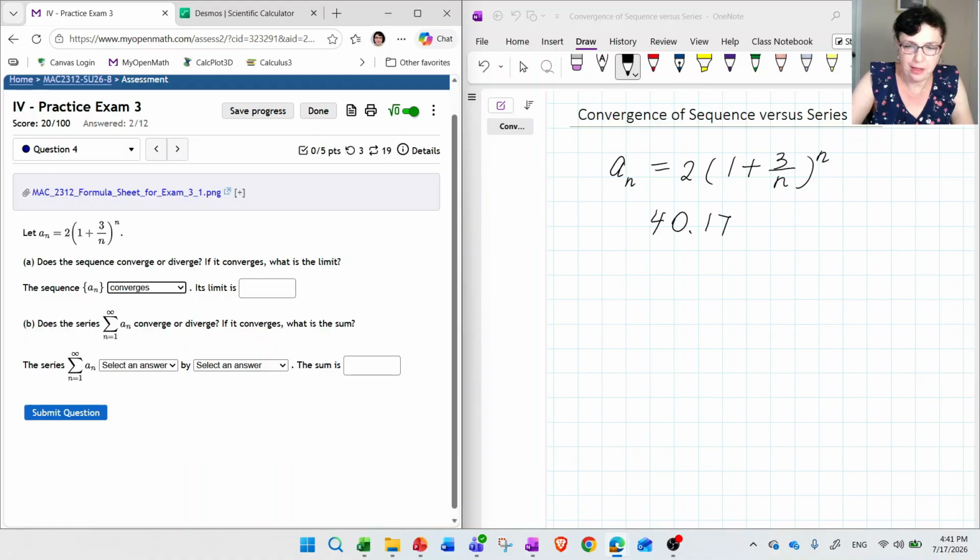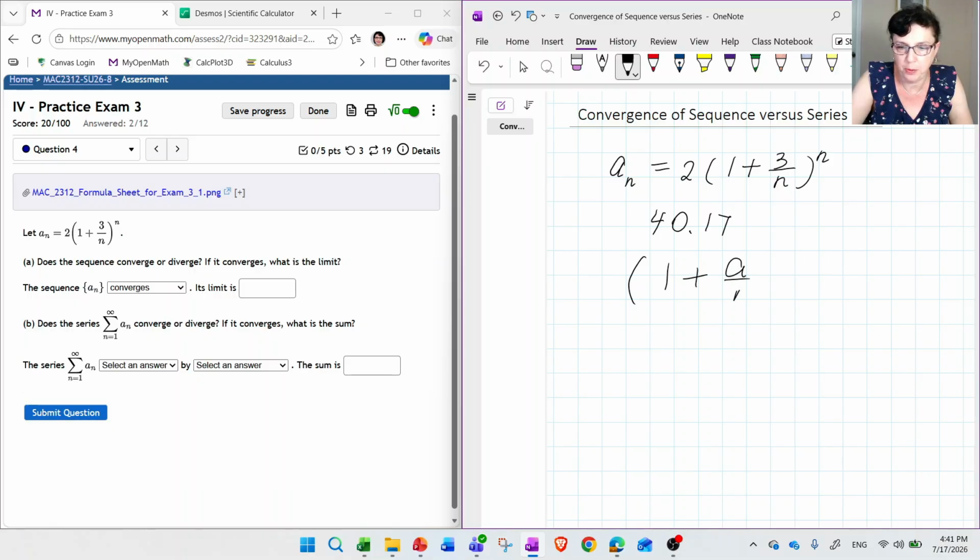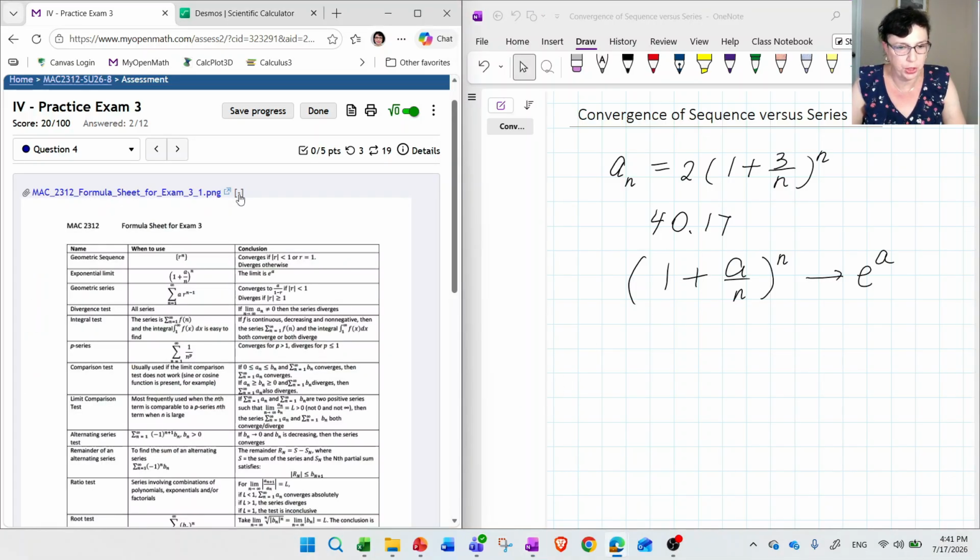There is a famous limit in calculus, and it is proven by using exponential and natural log. The limit looks like this: (1 plus a divided by n) to the power n. That is going to converge to e to the power a. I do have it on the formula sheet here. The second line right here, that's e to the power a.